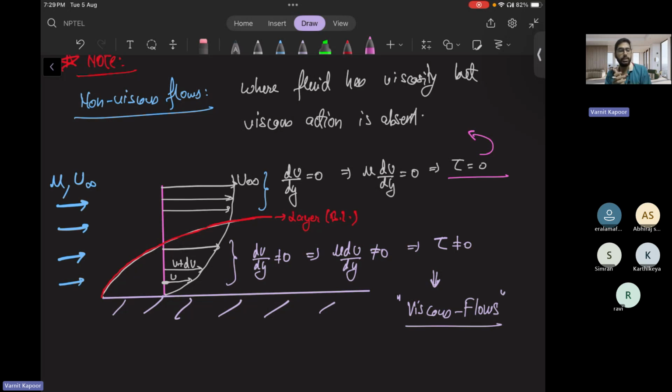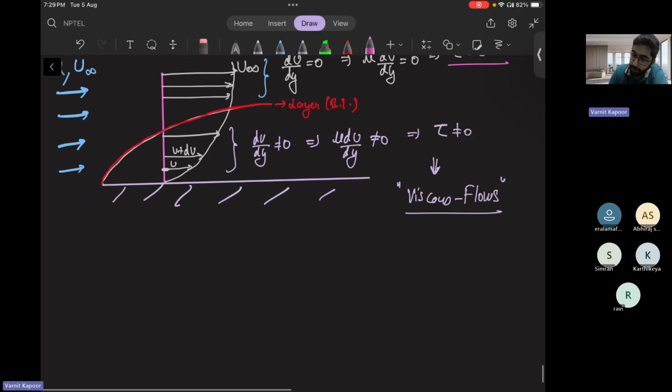There is one equation, the Bernoulli equation, which is nothing but the sum of all the heads, pressure, kinetic, and datum head, being constant. The Bernoulli equation is always applicable, but make sure it is outside this boundary layer, that is, for non-viscous flows. And be particular: I'm saying non-viscous flows, not non-viscous fluid. The fluid is viscous, it has a viscosity, but the flow is non-viscous.